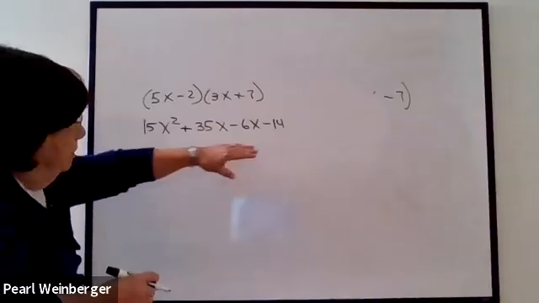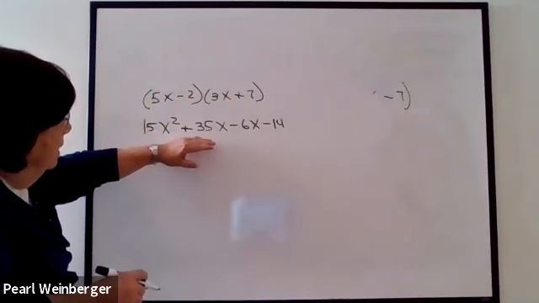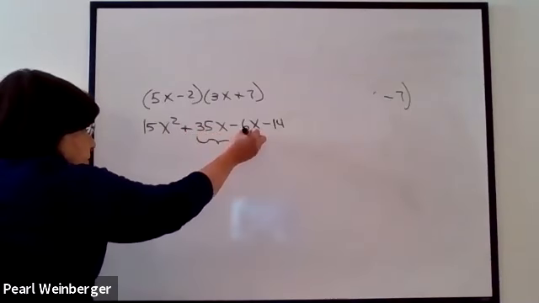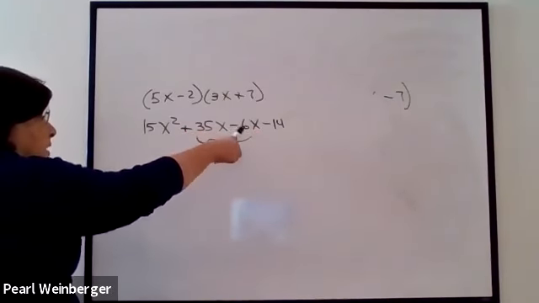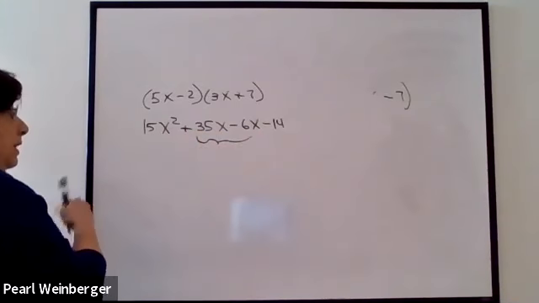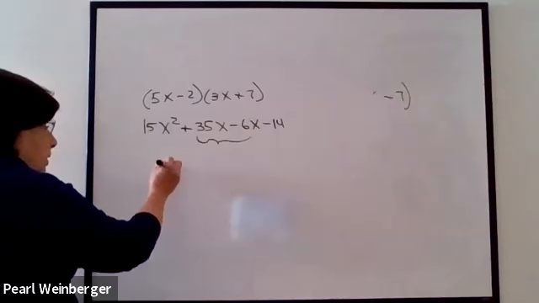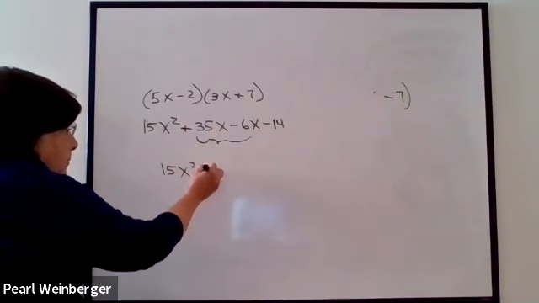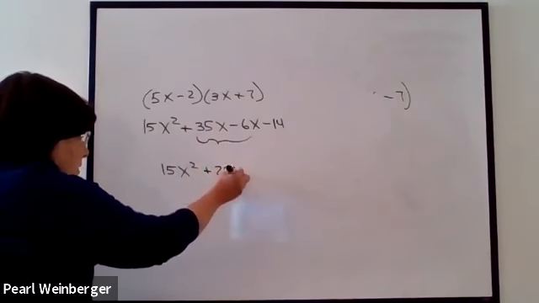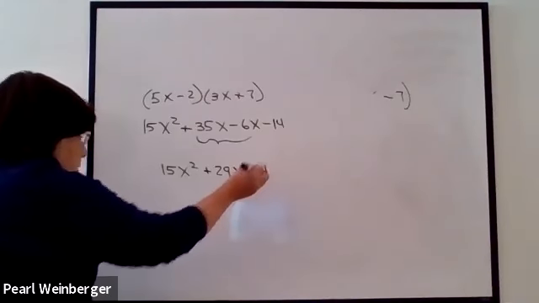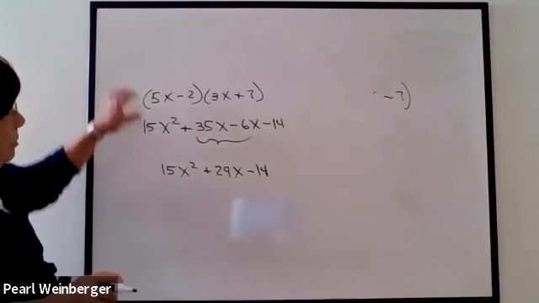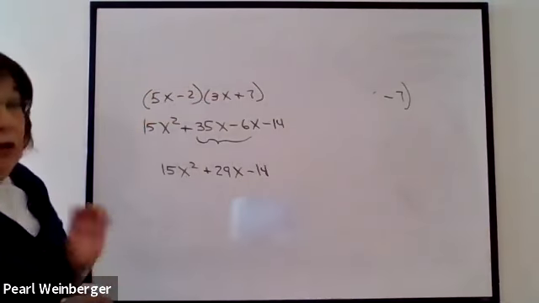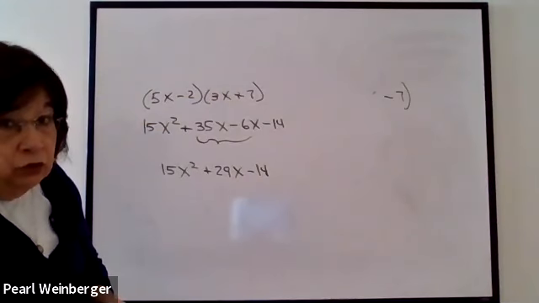But if I look very carefully, I see that I have like terms. These middle terms, the 35x and the negative 6x, are like terms and they can be combined. So I get 15x squared. The 35 minus 6 is 29, so that becomes plus 29x and minus 14. And my answer by multiplying the two binomials turns out in most cases to be a trinomial.